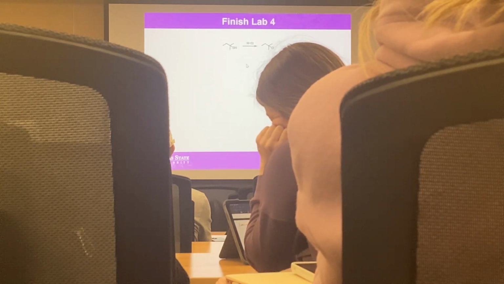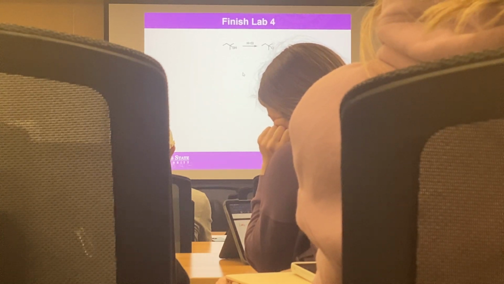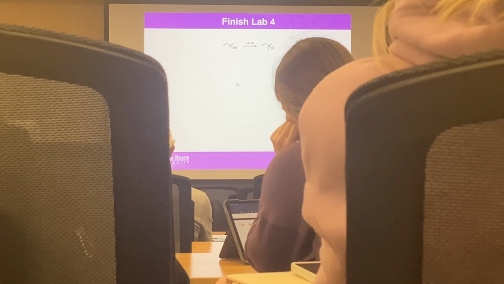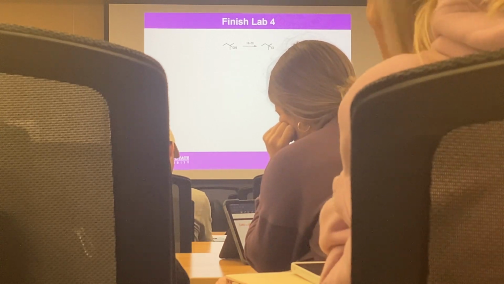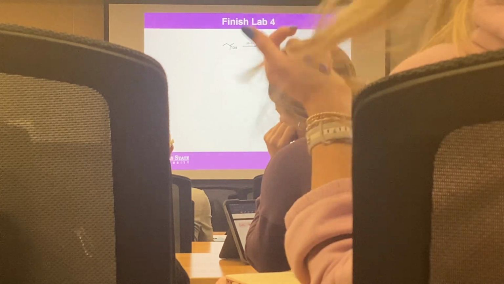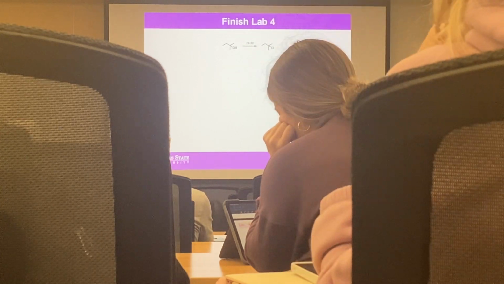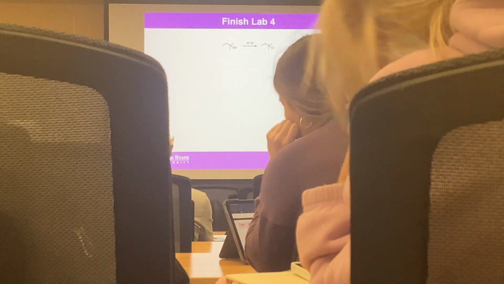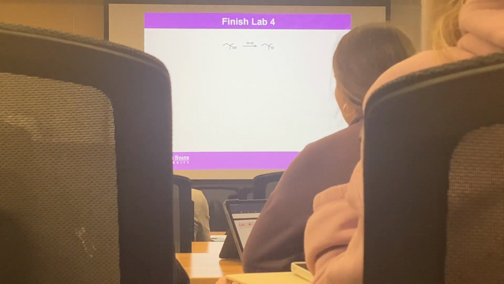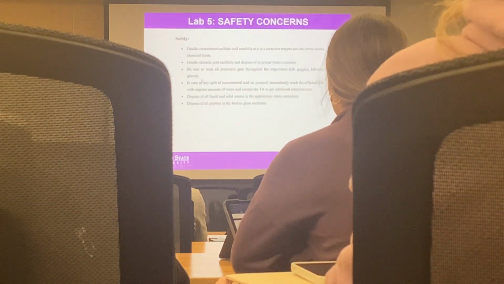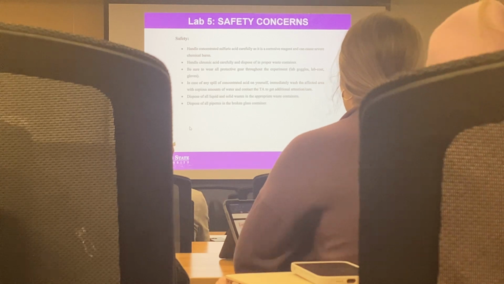This is done. Finish the lab 4. That's done. So we are moving on to lab 5, which is carbonyl reactions. Reaction tests for carbonyl compounds. And this lab 5 deals with some carcinogenic and also some strong acids. So I'm talking about safety for lab 5 first, and then we'll deal with the reactions, okay?